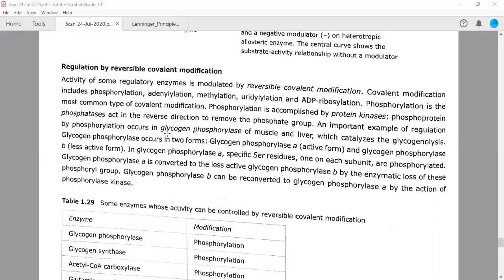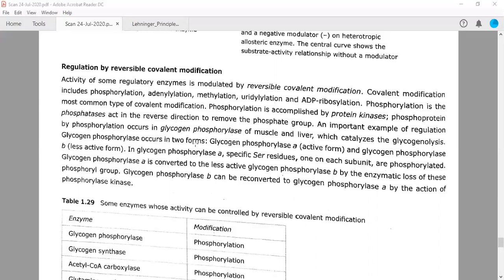Glycogen phosphorylase is an enzyme we also discussed in the cell signaling class. Glycogen phosphorylase and glycogen synthase function in opposite ways. Glycogen phosphorylase will be activated after phosphorylation, whereas glycogen synthase will be inactivated. Glycogen phosphorylase catalyzes glycogenolysis, the breakdown of glycogen, whereas glycogen synthase leads to glycogenesis, meaning glycogen will be synthesized.